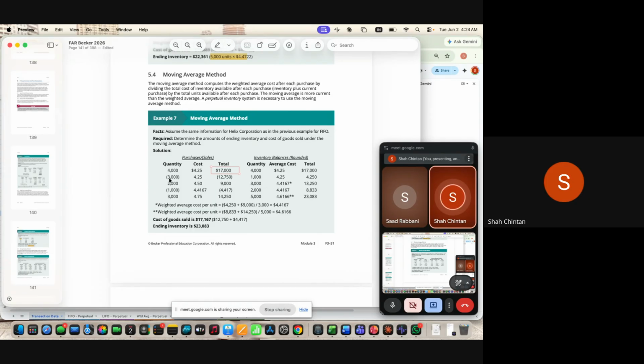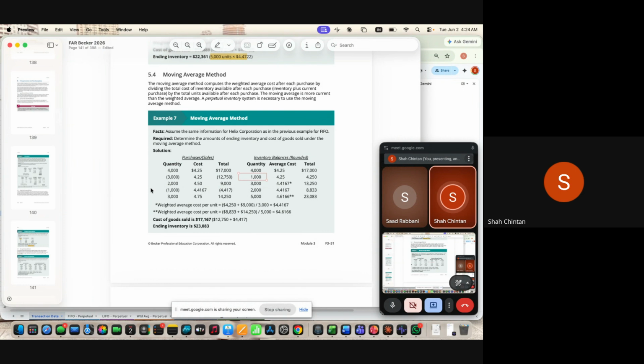Then you have sold out 3,000 of the goods. Now, because you don't have any other balances available, any other transactions available, so 4.25 becomes your cost, whether you go for a FIFO method, LIFO method, weighted average method. So 3,000 units are now sold out. So what is the inventory on your hand? It's 1,000 units at 4.25, becomes 4,250.